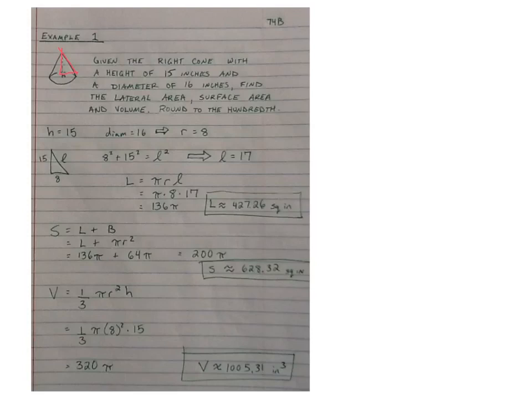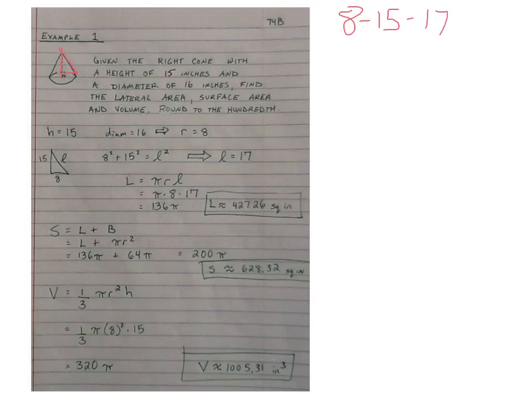The equation for lateral area is pi r L, and we need that L value. So we use the Pythagorean theorem, 8 squared plus 15 squared equals slant height squared. And we find that slant height to be 17. And again, that is a common Pythagorean triple, 8, 15, 17.